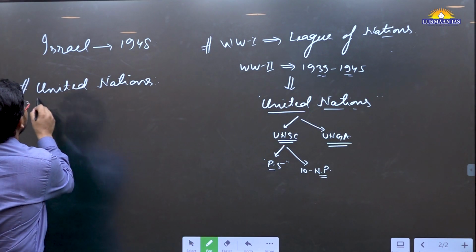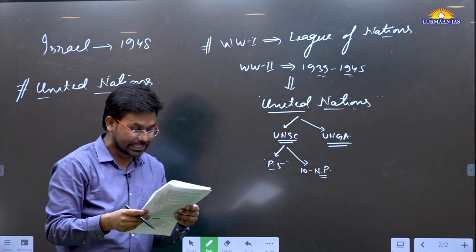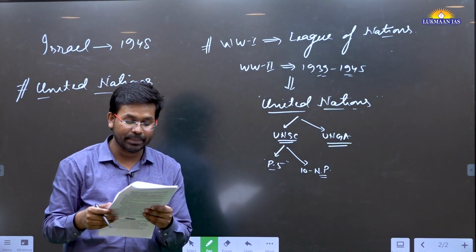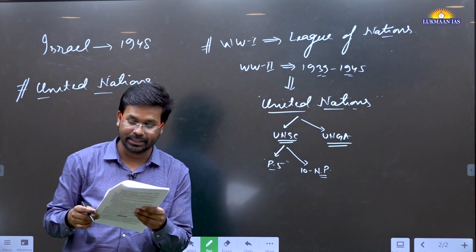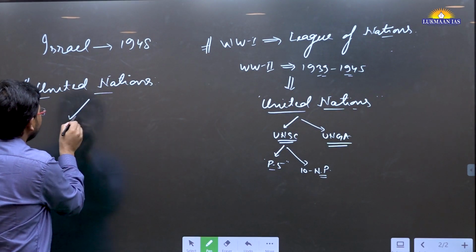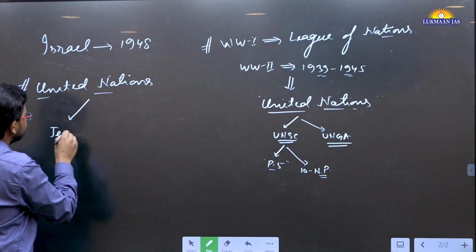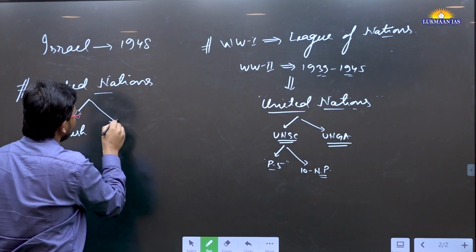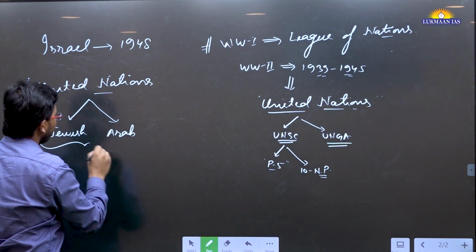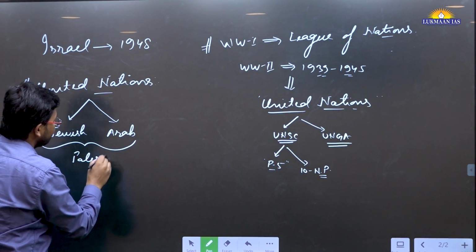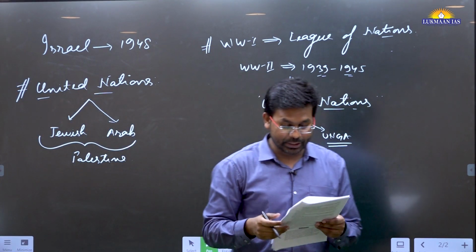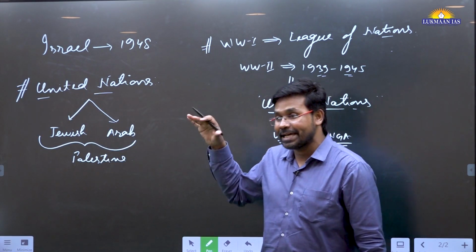So what happened? In 1947, the United Nations proposed a partition plan that would have established separate Jewish and Arab states in Palestine, with international administration for Jerusalem. So the United Nations said there will be separate states for Jewish and Arab people in Palestine. That was the role of the United Nations.